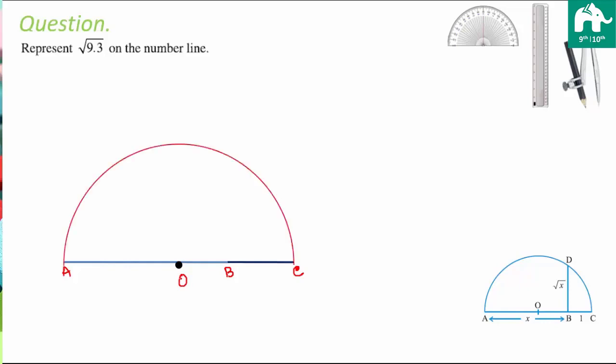Once we identify the midpoint, what do we do? We draw a semicircle like this. Great. Then we join point B to this semicircle, drawing a perpendicular. So basically this length becomes root over 9.3.